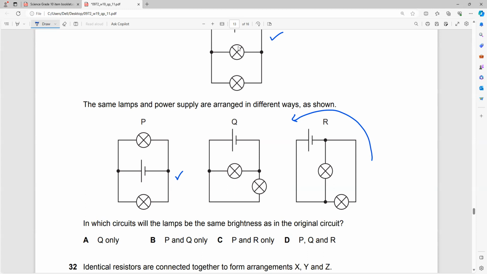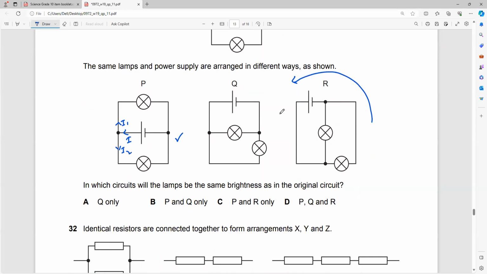As I told you recently, Hari asked this question. Do you remember, Hari? I think yesterday or the day before we discussed this. So this is also parallel only, as the current is going up I1 and coming down I2. So same bulbs, different way of connecting. So what is the brightness, everybody? In which circuits will the lamps have the same brightness as in the original circuit?